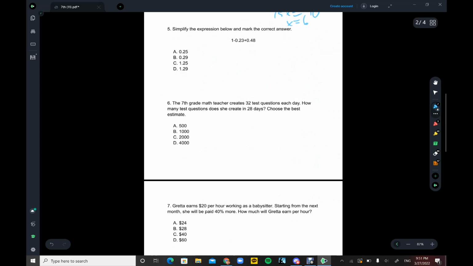Let's go to number 5. Number 5, simplify the expression below and mark the correct answer. So essentially, it's just saying to solve this, what does this equal?